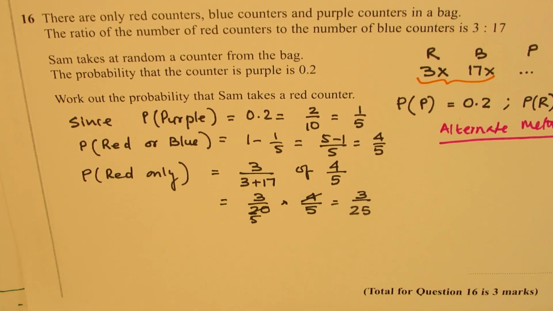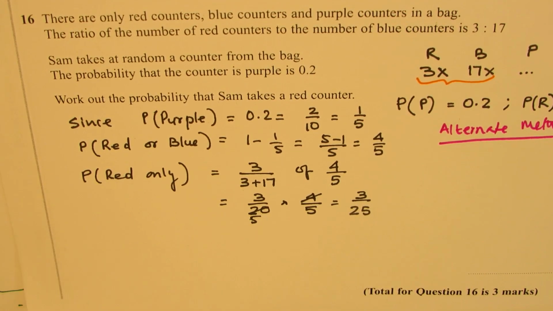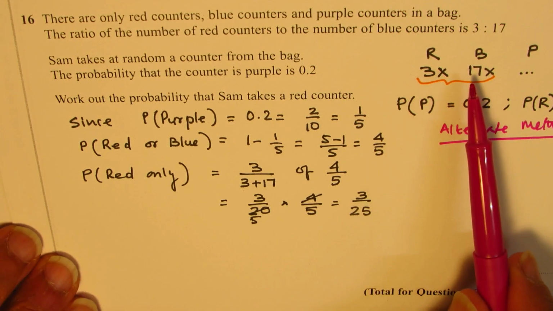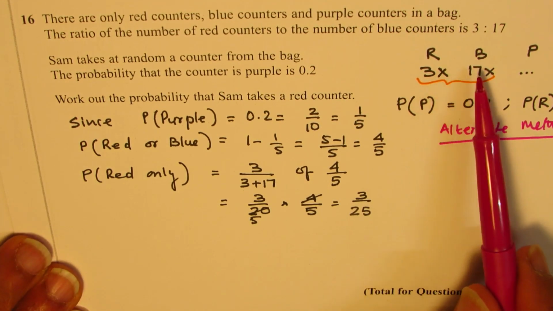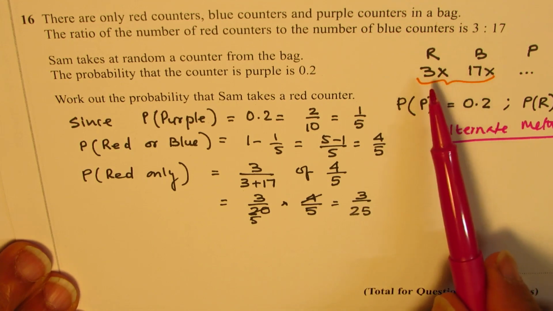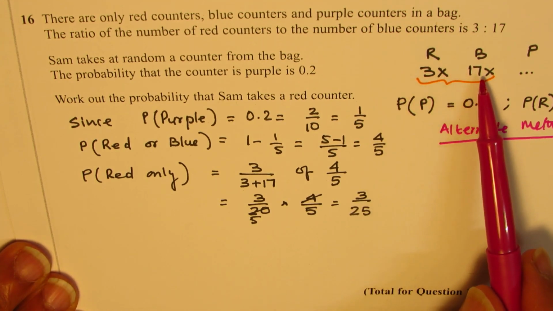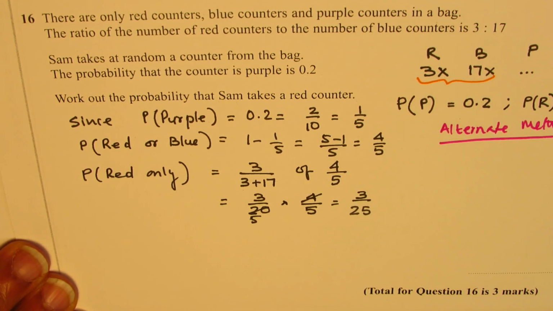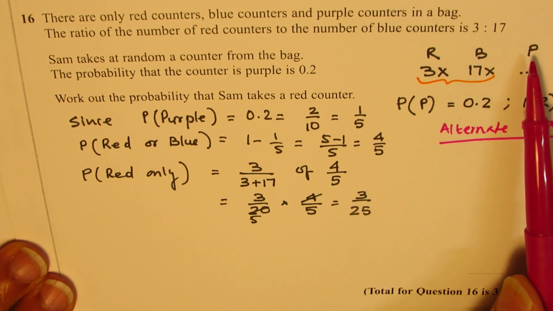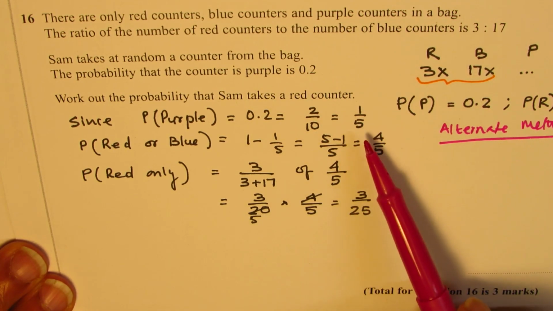Now, in this example, we are given that if there are 20 blue and red counters, then 3 of them will be red and 17 will be blue. We are also given that the probability of purple is 0.2 or 1 out of 5. Correct.